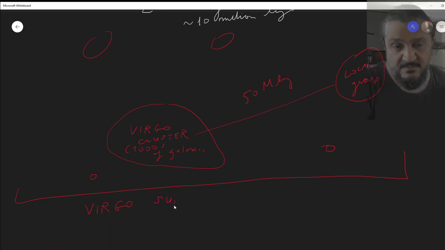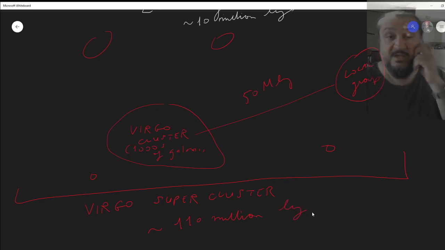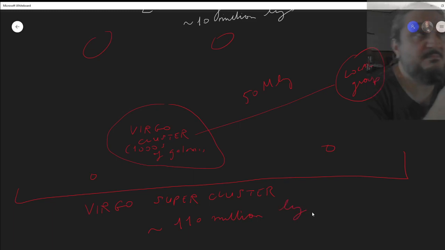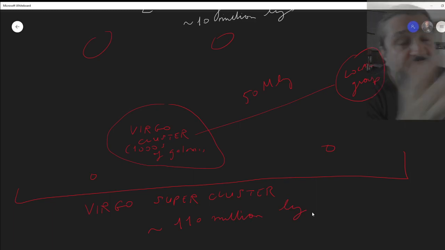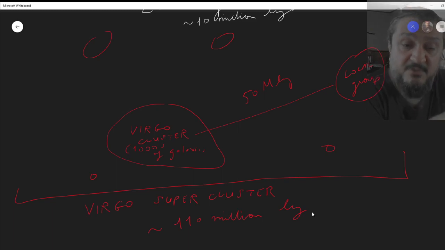Virgo supercluster. Now we're talking about a diameter of 120 or 110 million light years. Okay, that's big. And some recent observations from 2014 or 2015 show us that actually the Virgo supercluster is an extension of an even larger supercluster. I mean, they have different names.